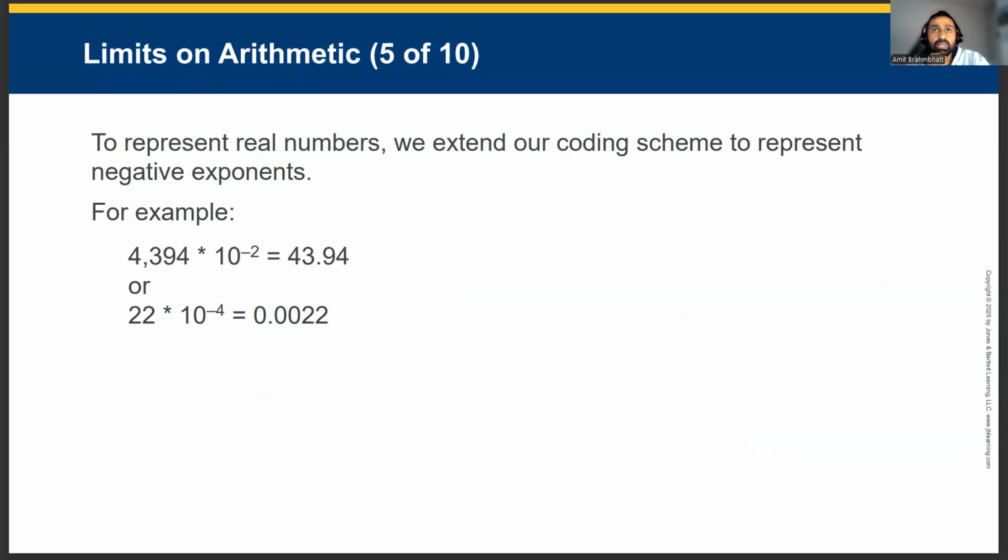To represent real numbers, we extend our coding scheme to represent negative exponents. This enables values such as 4.394 multiplied 10 raised to minus 2 equal to 43.94, or 22 multiplied 10 raised to minus 4 is 0.0022. Negative exponents allow computers to represent numbers much smaller than 1 without requiring additional digits in the mantissa.